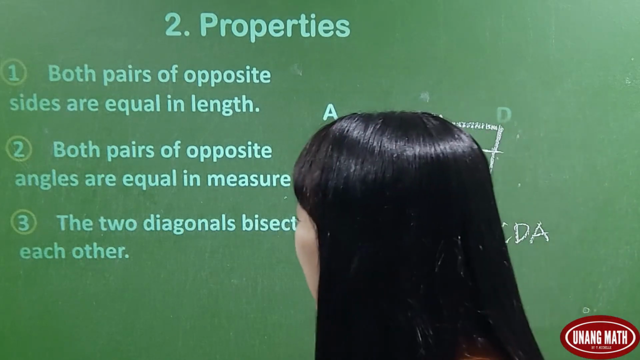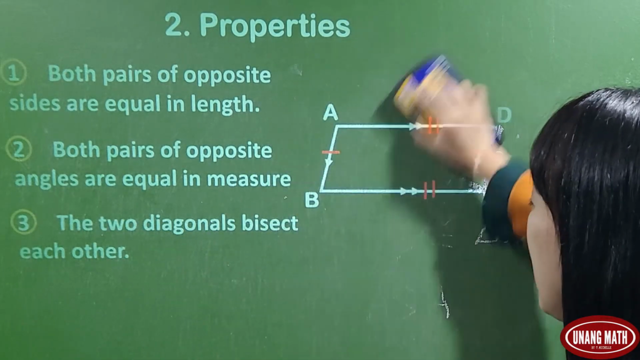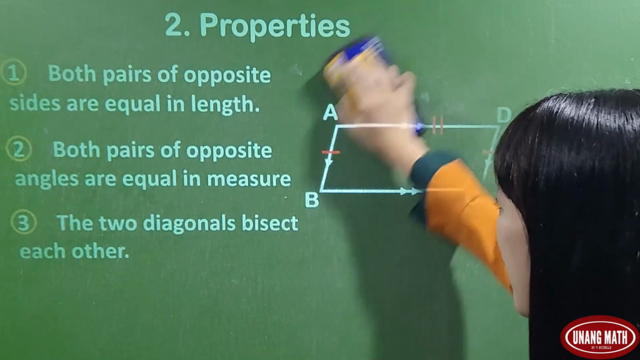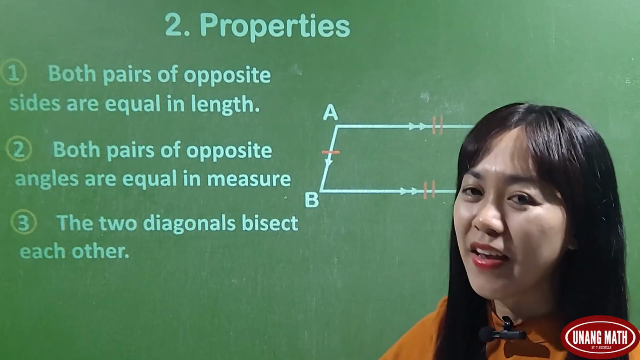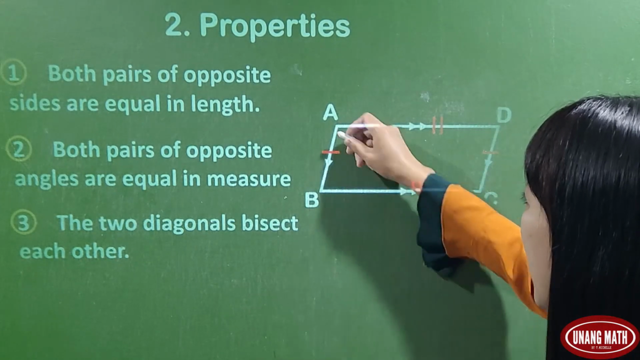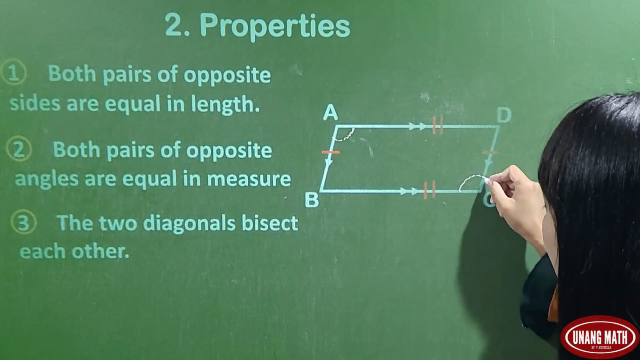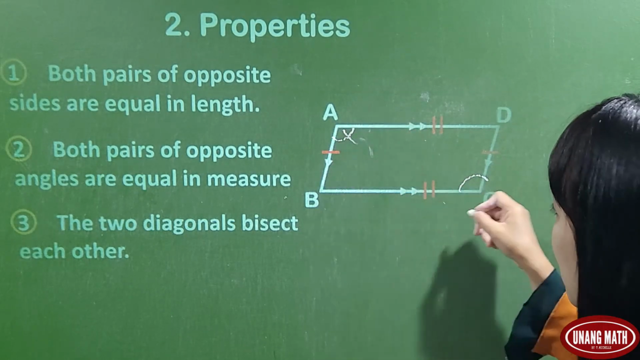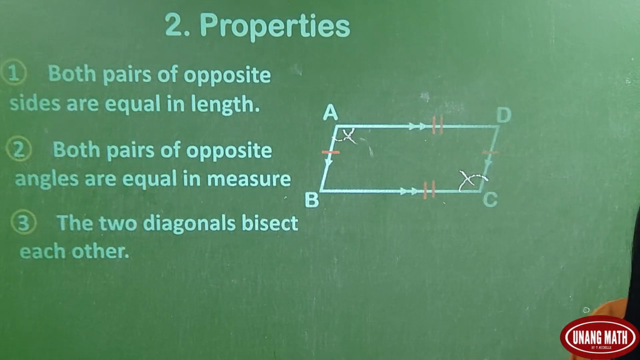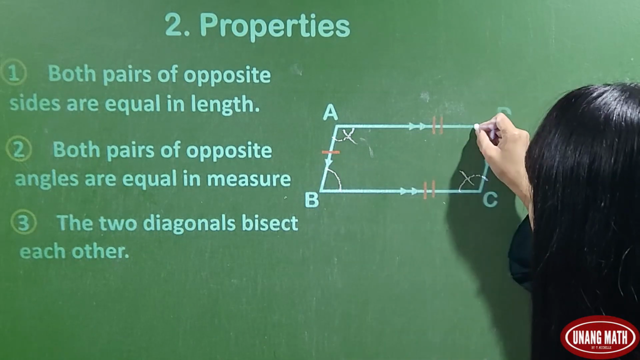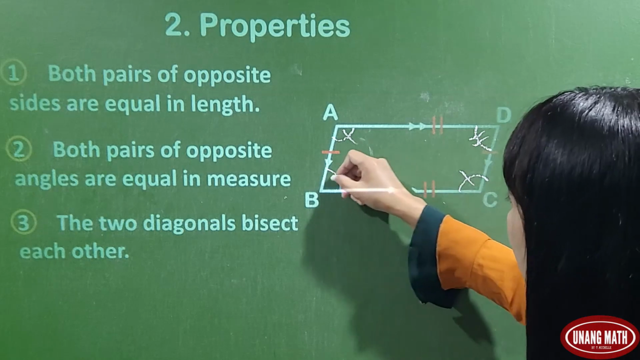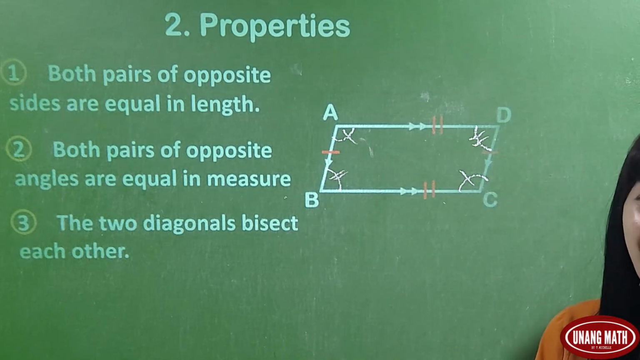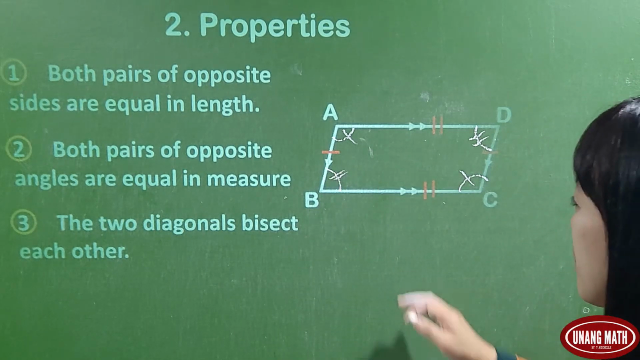What about the second property? According to this one, both pairs of opposite angles are equal in measure. So this angle and this angle are opposite angles, so they are equal in measure. This angle is opposite to this angle. These are also equal in measure.